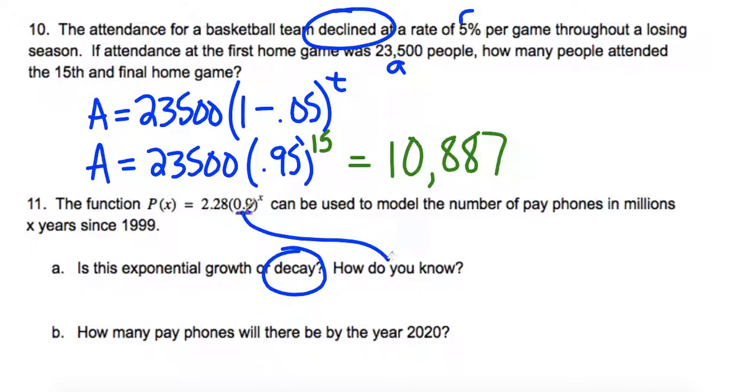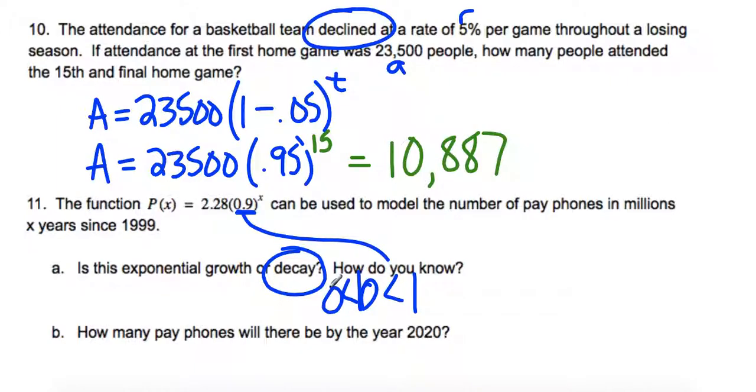How do we know that based on our model? It's right here, this number, because our rate, our base, is less than 1. It's between 0 and 1. Remember, that was what we said would indicate that we have decay, if that base number is between 0 and 1, which it is, 0.9.